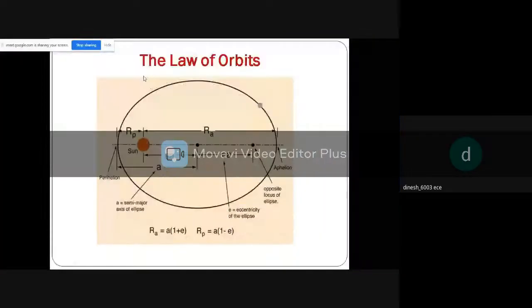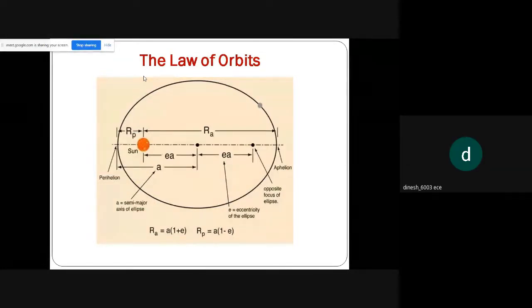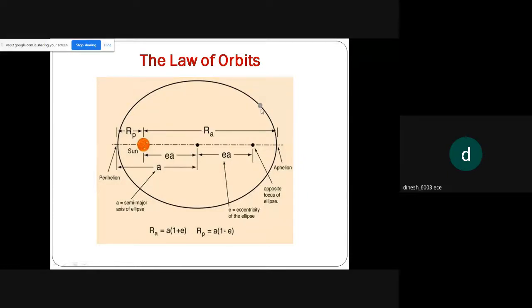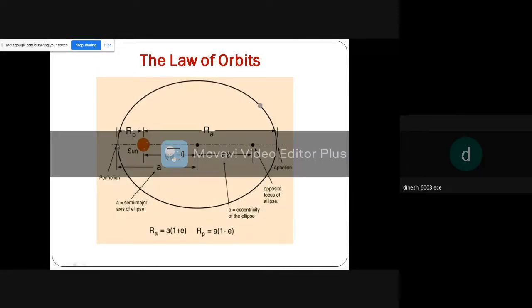To the law of orbits. The law of orbits can be diagrammatically represented like this with respect to the sun. The sun is your larger mass body, and around the sun the planets are revolving. You can see the sun is at the center, just inside, and the planets or satellites which revolve around it are smaller mass bodies, so they take an elliptical shape.